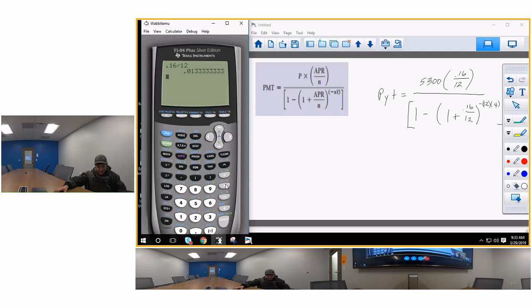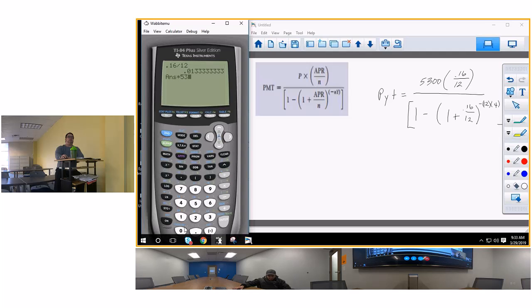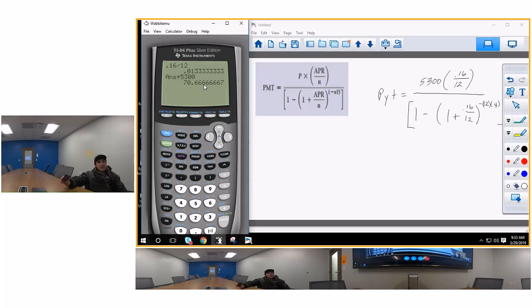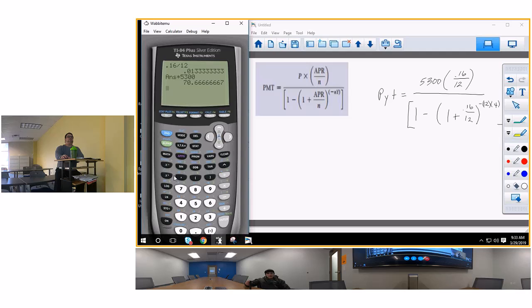Equals times 5,300. And that's 70, so we're going to stow that in alpha numerator. And numerator is above the log, or N is above the log. Okay, now let's do the bottom.